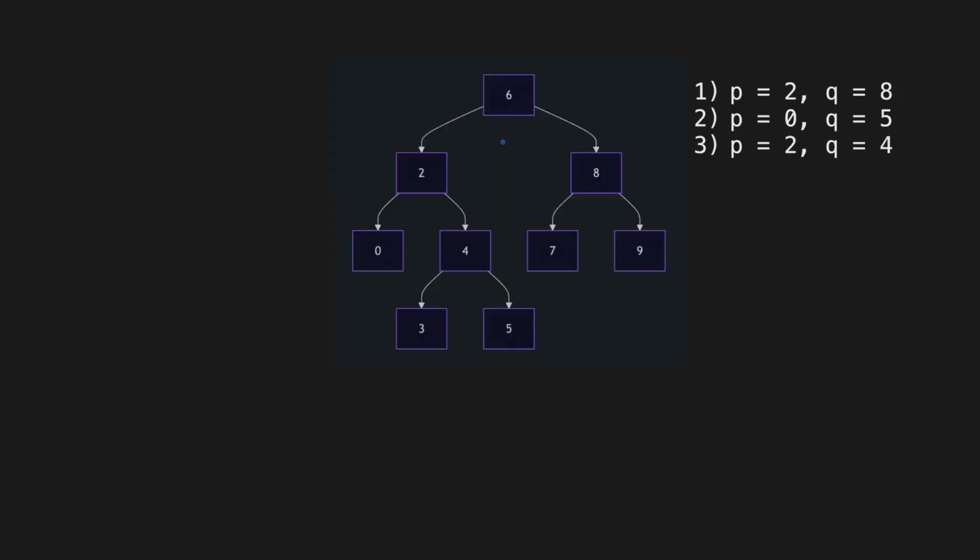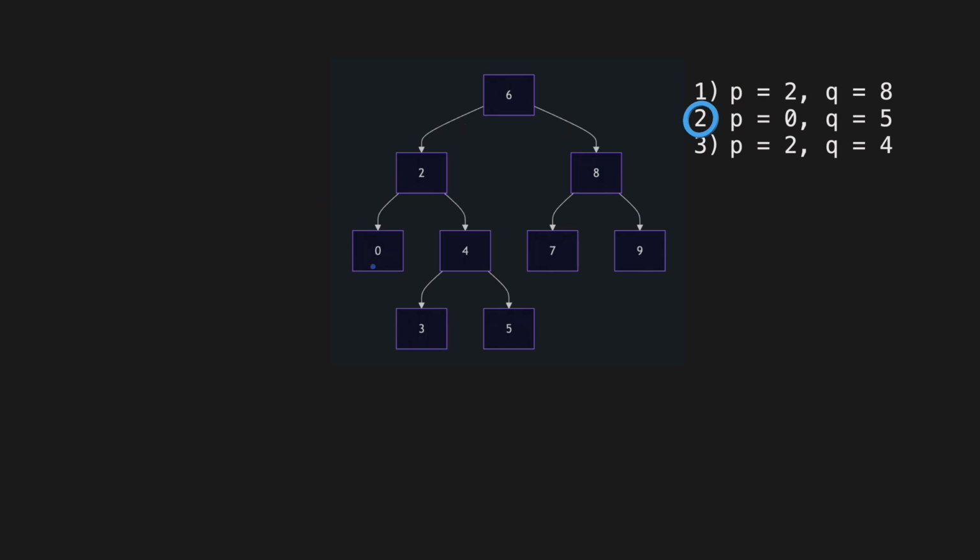Now, let's take some examples. For this given tree, suppose P is equal to 2 and Q is equal to 8. We can see that node 2's ancestor is 6 and node 8's ancestor is also 6. So node 6 is the only common ancestor and also the lowest common ancestor of both nodes 2 and 8.